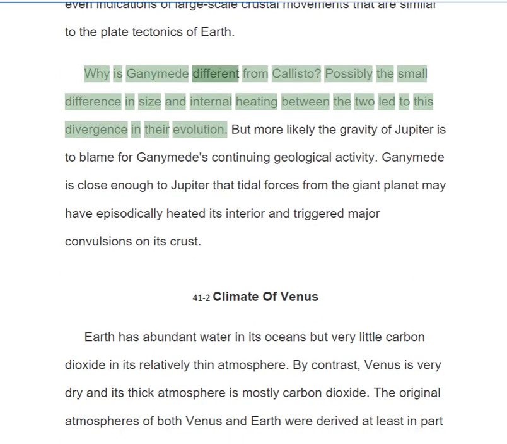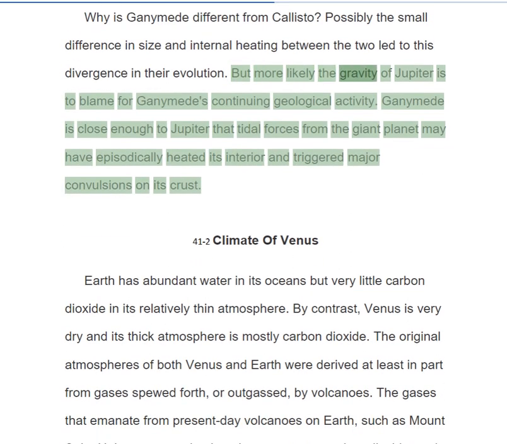Why is Ganymede different from Callisto? Possibly the small difference in size and internal heating between the two led to this divergence in their evolution. But more likely, the gravity of Jupiter is to blame for Ganymede's continuing geological activity. Ganymede is close enough to Jupiter that tidal forces from the giant planet may have episodically heated its interior and triggered major convulsions on its crust.